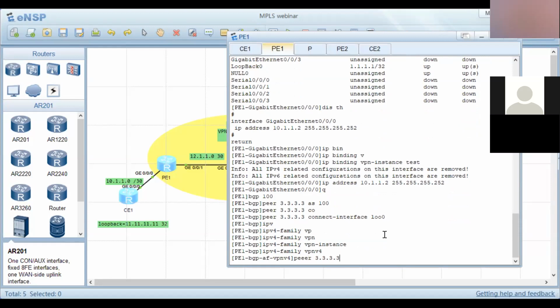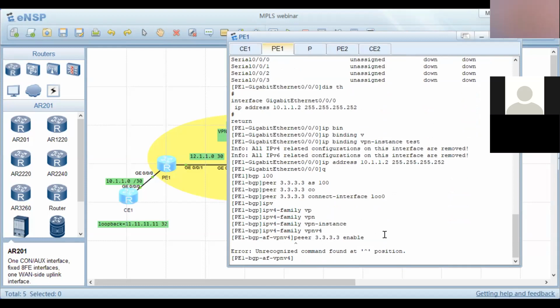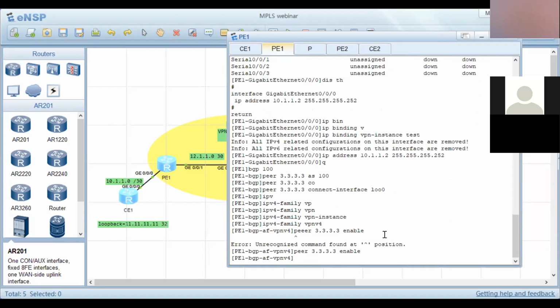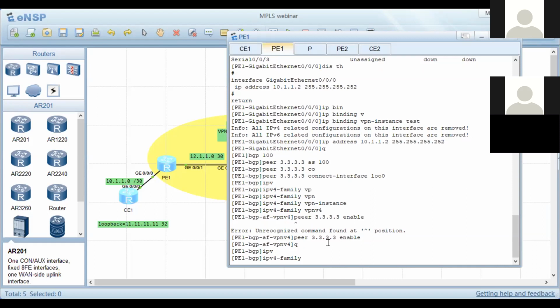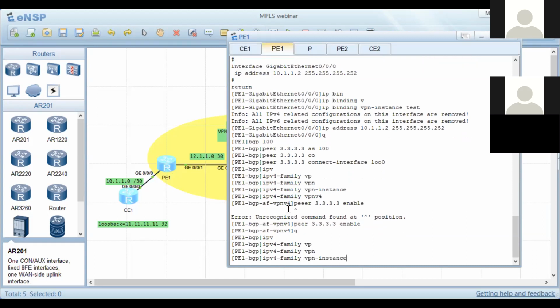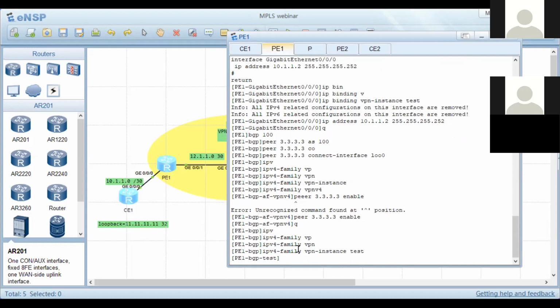into this VPNv4. That means enable. So we converted to the VPNv4 address family. And again, we'll do the BGP peering with the CE1. That means 10.1.1.1. This will be done on the VPN instance test because it's part of the VPN instance. We'll do it on this here, 10.1.1.1, AS 65000.